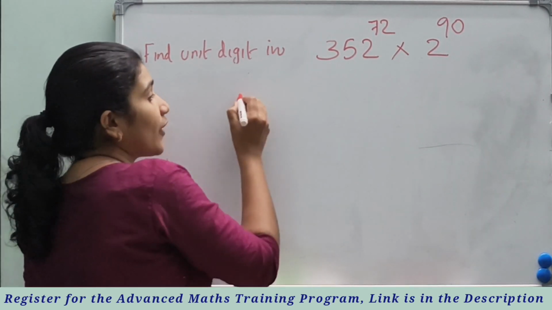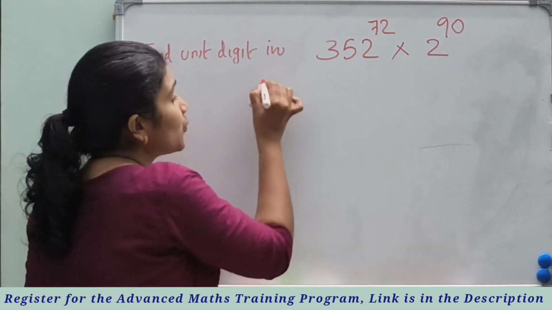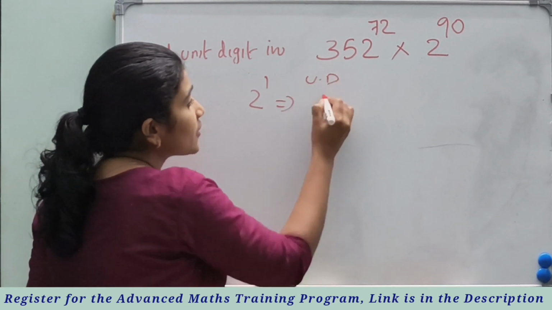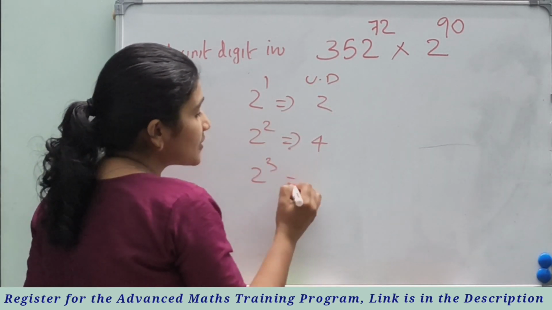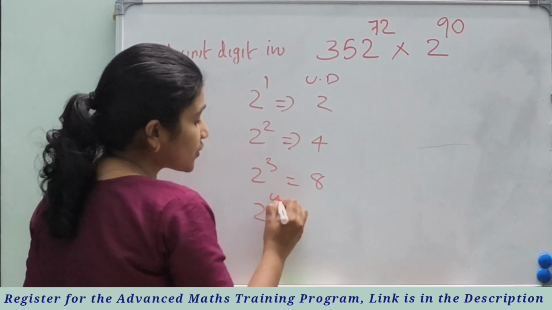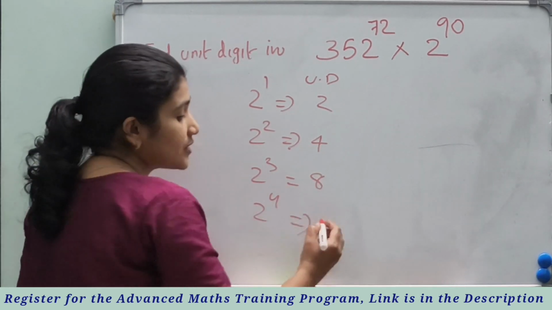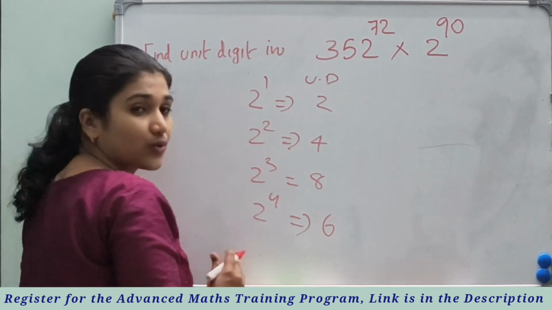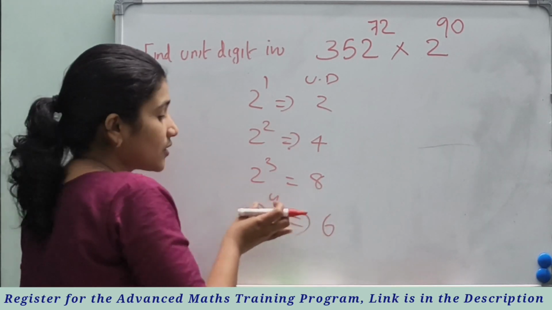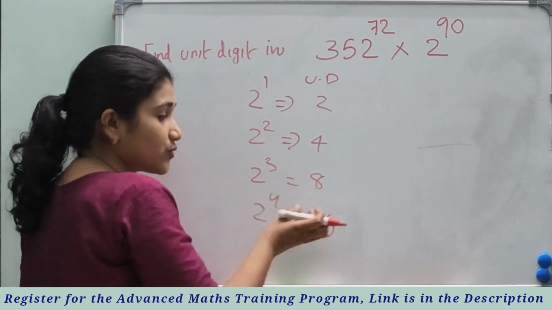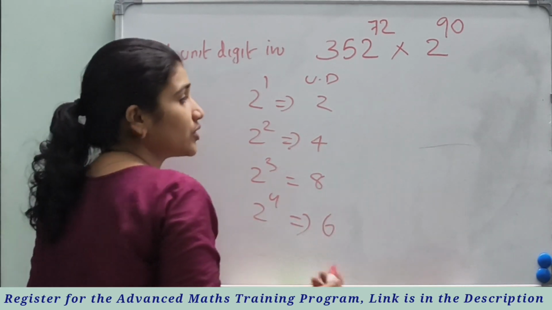For that we have to find the cyclicity of 2. Here 2 raised to 1, unit digit is 2. 2 square is 4 and 2 cube is 8 and 2 raised to 4, 8 into 2 is 16. So 6 is the unit digit in 2 raised to 4. In 2 cube, unit digit is 8. So 2 raised to 4 means 2 cube into 2. So 8 into 2, 16. 6 is the unit digit.